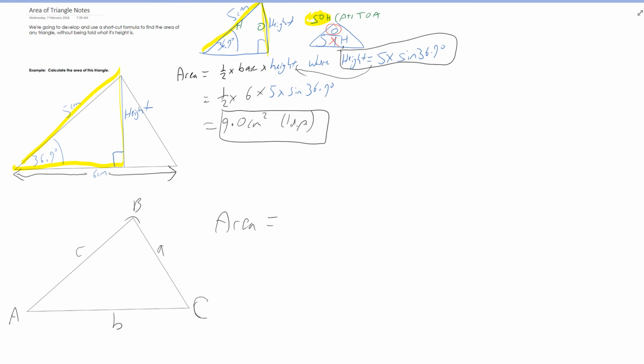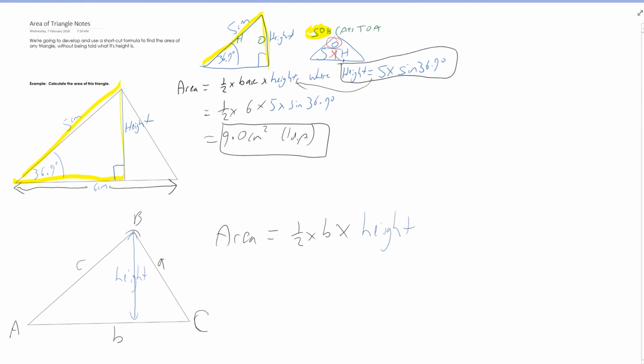So it's going to be half times B. Now we don't have a letter yet for the height because the height's not actually in here yet. It's actually the perpendicular height, this part here. I'm going to just call it height. I'm not going to call it H because we might confuse it with the hypotenuse. So I'm going to go half times B times the height.